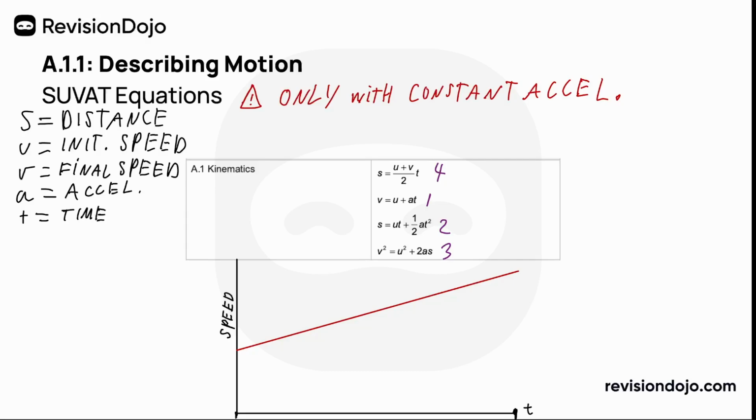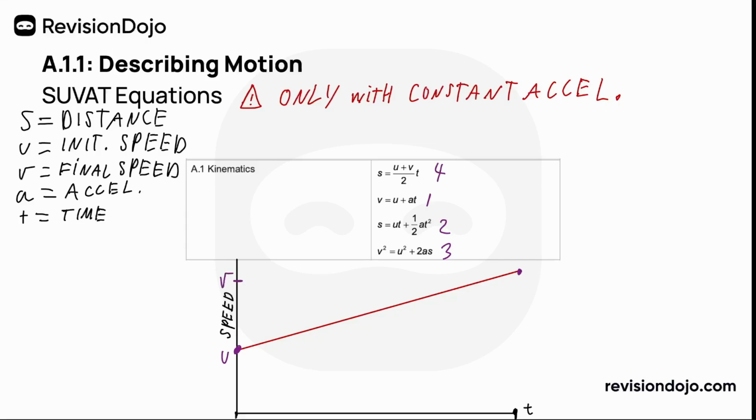Let's see how we can find these little variables on our speed time graph. It's relatively easy, for example, initial and final speed. Initial speed is of course where the graph begins, right here. Initial speed can also be 0, it can be all the way at the bottom here. Then final speed is obviously where the graph ends. So we have a U, and then V is going to be here.